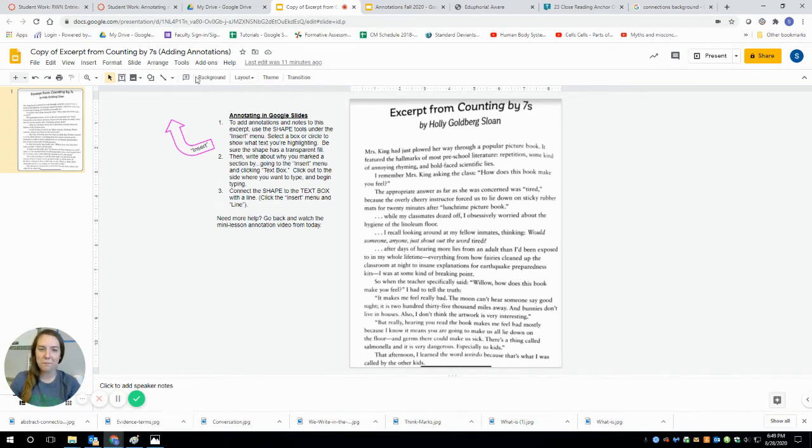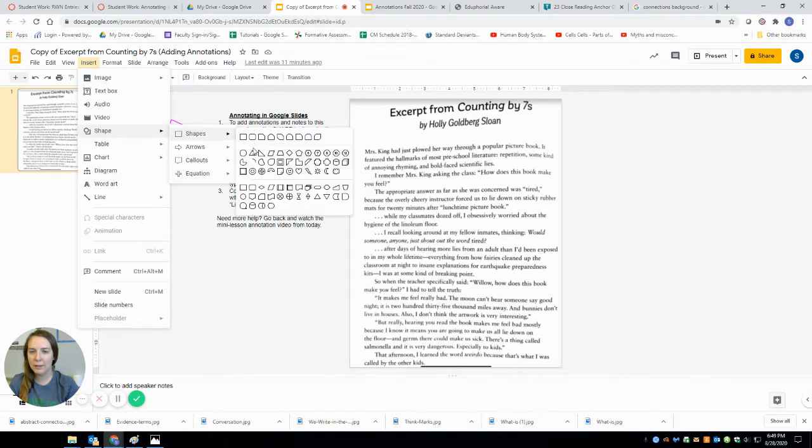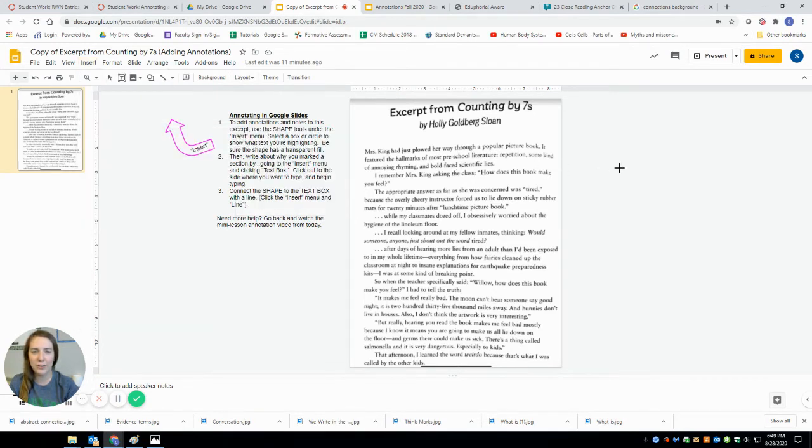All right. So I want to go to Insert, Shape, and I think I kind of like this rectangle with the rounded edges. So excerpt from Counting by Sevens by Holly Goldberg Sloan. Well, I'm going to highlight this. Why is she highlighting the author? She's so weird. I can't see it. Obviously, I just blocked it out, right? So we have to change that shape really fast.